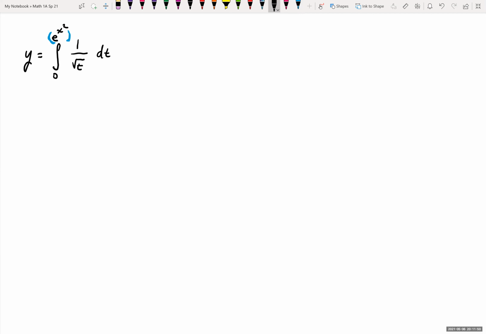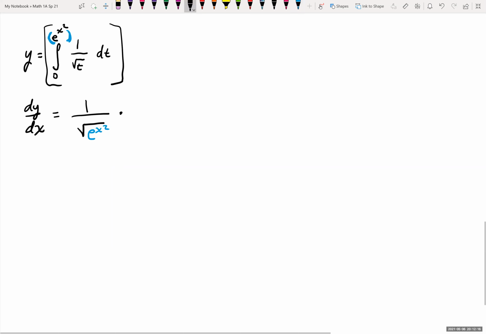So when we take the derivative here, we get dy dx is equal to the derivative of this. By the fundamental theorem of calculus, that's just equal to 1 over square root. Normally we put the x there, but because that's a function in terms of x, we have to put this e to the x squared in here, times the derivative of the inner, which is e to the x squared.